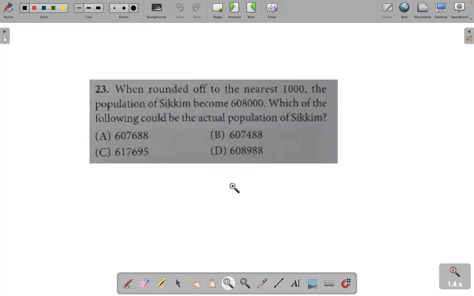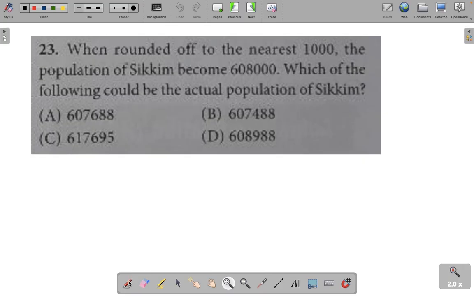Okay, so this will be the final question for today. Try solving this. This is related to rounding off. Nearest 1000. 608000.